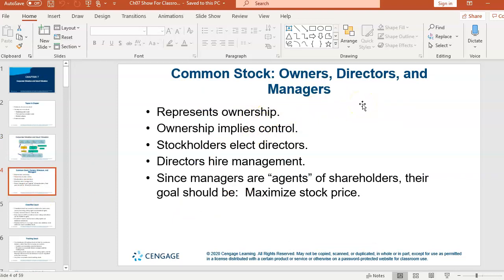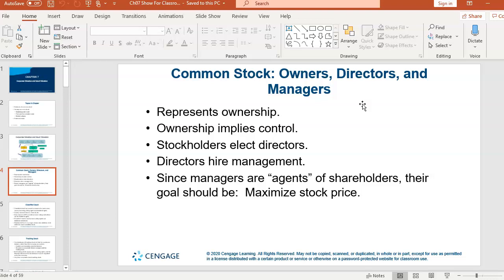Okay, so what is common stock? If you don't recall from previous classes, no problem. It just represents ownership. Now, ownership with a stock implies control. If it's a publicly traded company and you own some shares, it doesn't mean you get to make management decisions. It's not like that.